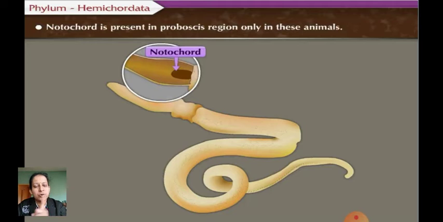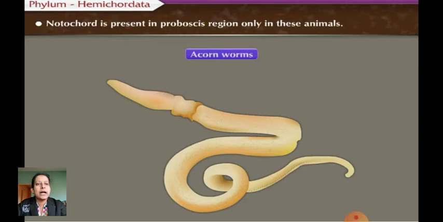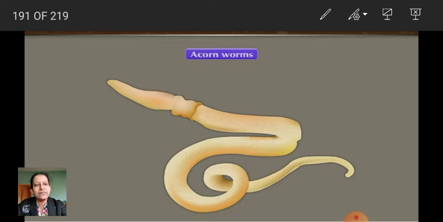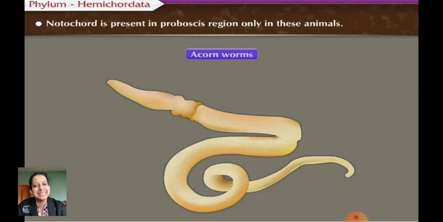This is one character. One more character is that they even have pharyngeal gill slits. So these two characteristics make them closer to the chordates. Notochord is present in the proboscis region only in these animals, and these animals are commonly also called echinoderms. So remember, dear students, it might be asked during the exam: what is another name for hemichordate? You will have to write echinoderms.